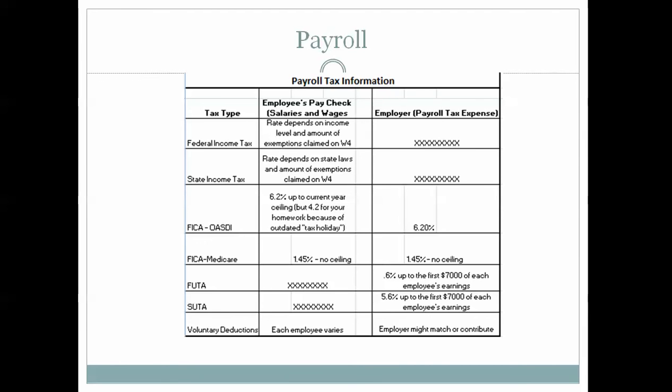The other thing withheld out of the paychecks are voluntary deductions, and that can vary from employee to employee. Employees can have things such as health insurance, life insurance, contributions to 401ks, bus passes, all kinds of different deductions can be taken out of a paycheck. And the employer might match or contribute to these different deductions based on your employee agreement.